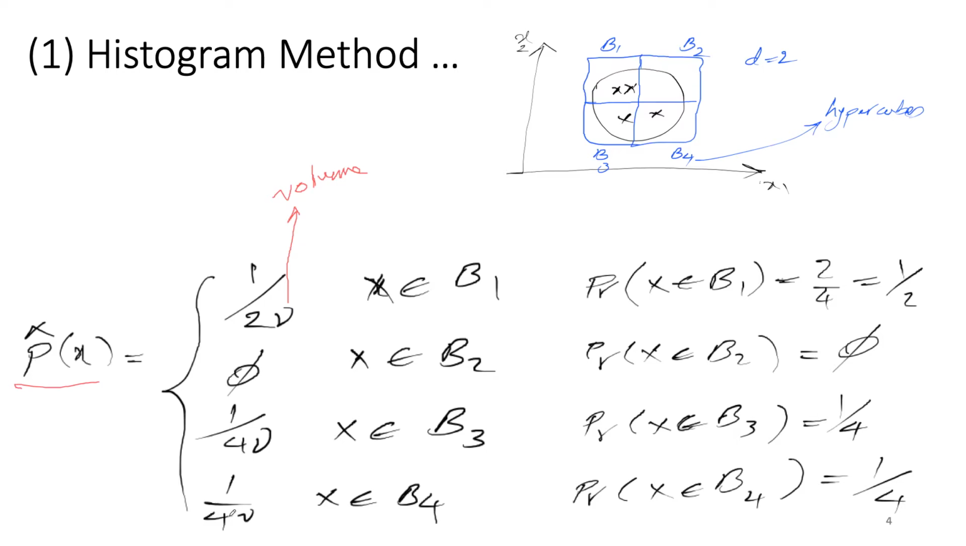So that would be a very simple and intuitive example of a histogram. We just populate our density estimator using the number of occurrences of the x's within our hypercubes.